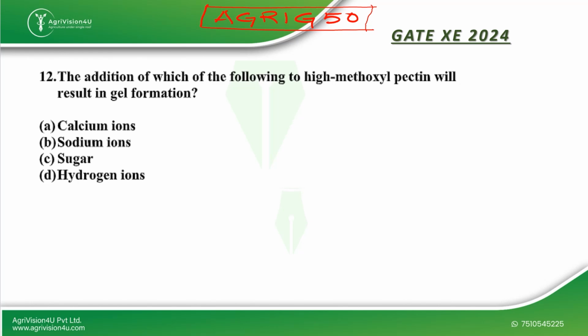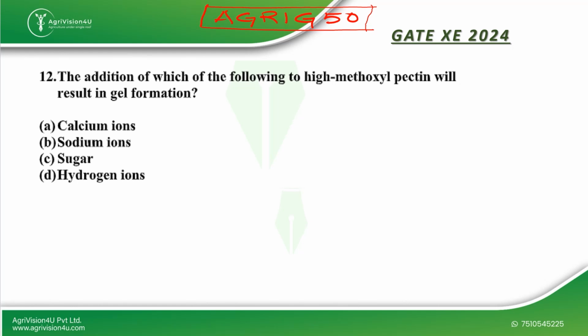So question number 12. The addition of which of the following to high methoxyl pectin will result in gel formation? The options are calcium ions, sodium ions, sugar and hydrogen ions.